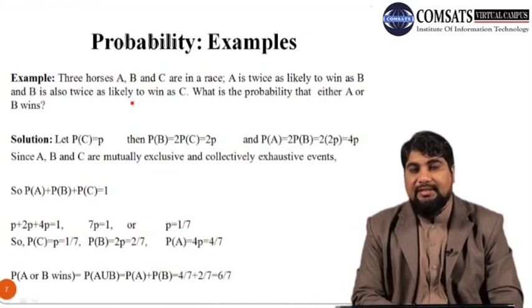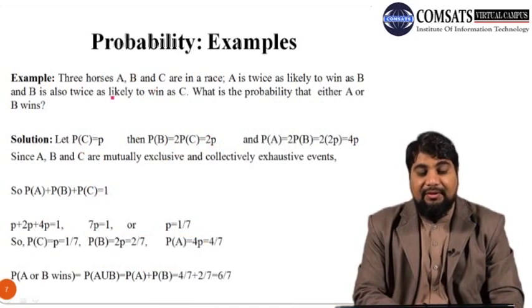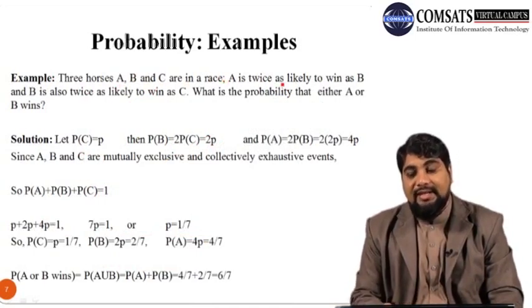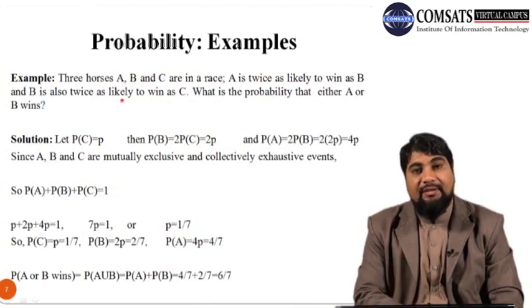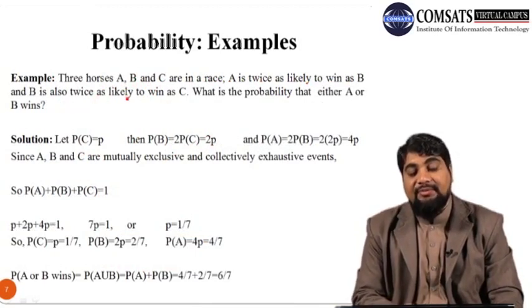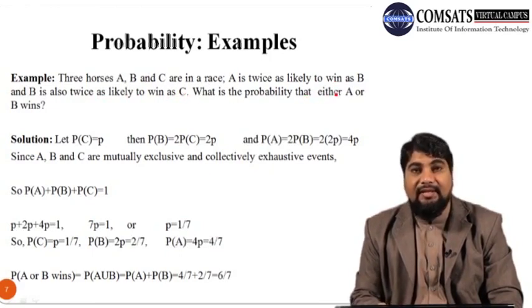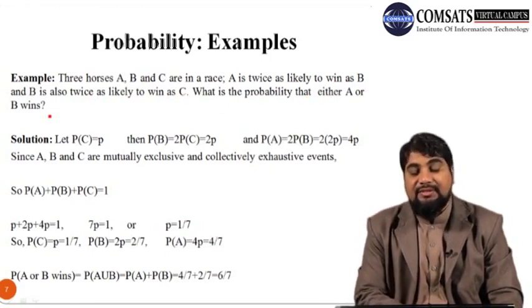So let us consider another example of probability. Three horses A, B and C are in a race. A is twice as likely to win as B, and B is also twice as likely to win as C. What is the probability that either A or B wins?